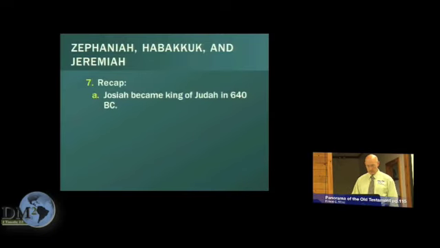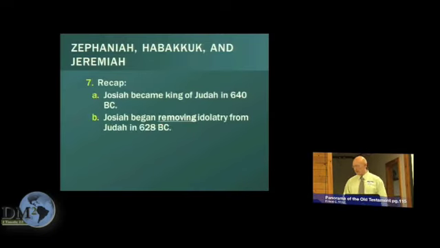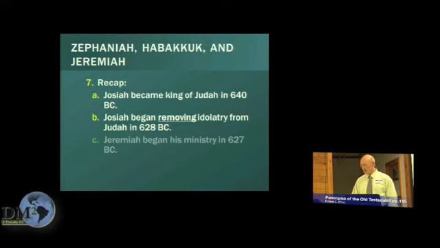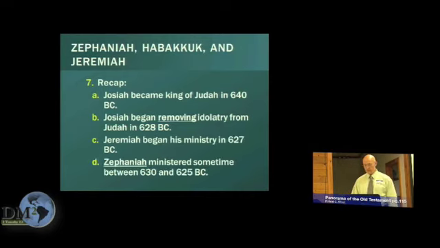So just a quick recap. Josiah became king of Judah in 640 BC. Josiah began removing idolatry from Judah in 628 BC. Jeremiah began his ministry in 627 BC. And Zephaniah ministered sometime between 630 and 625 BC. And that's who we will look at after dinner.